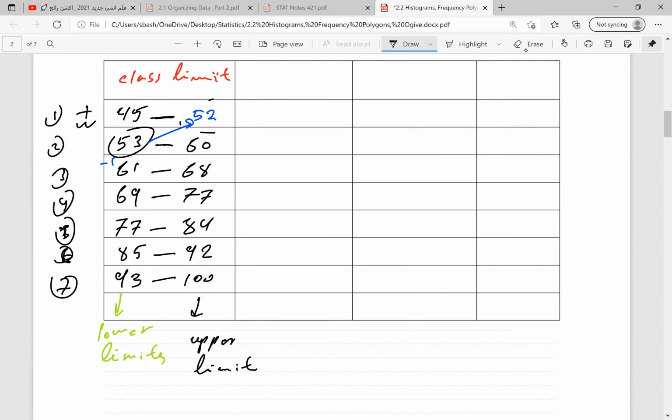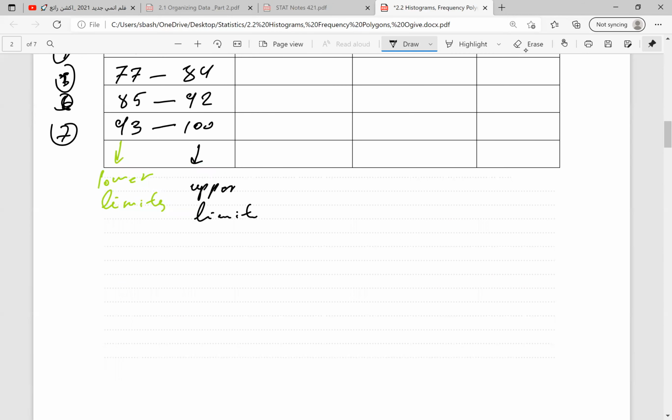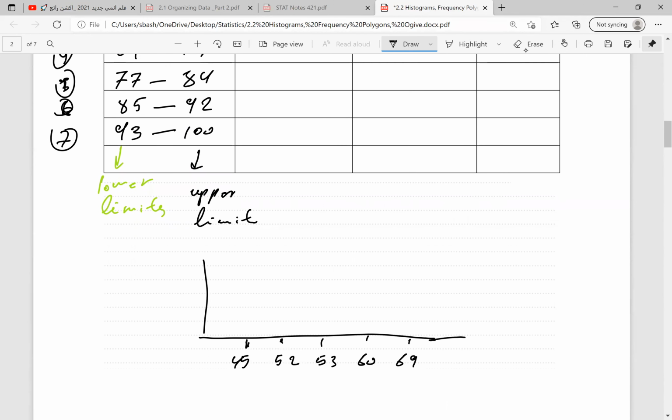Upper limit. Now if we try to look at the classes, start with 45 to 52. Next one, 53 to 60. Next one will be 61 to 68. Now, notice one thing here. This is the first class. This is the second one, third one.